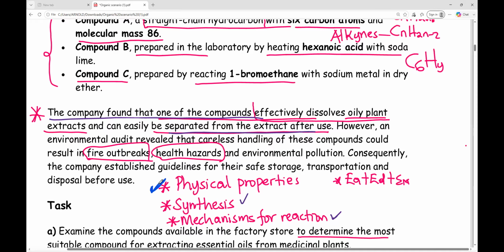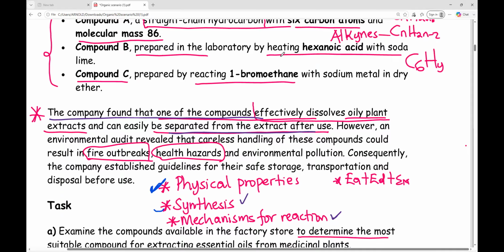Once the item has been interpreted, then we have to link each and every mentioned physical property. That is, if one can identify one, we link it to the scenario and explain it concretely in relation to what has been given. You have to synthesize. Now you see here in this case, you have to synthesize compound B and compound C.